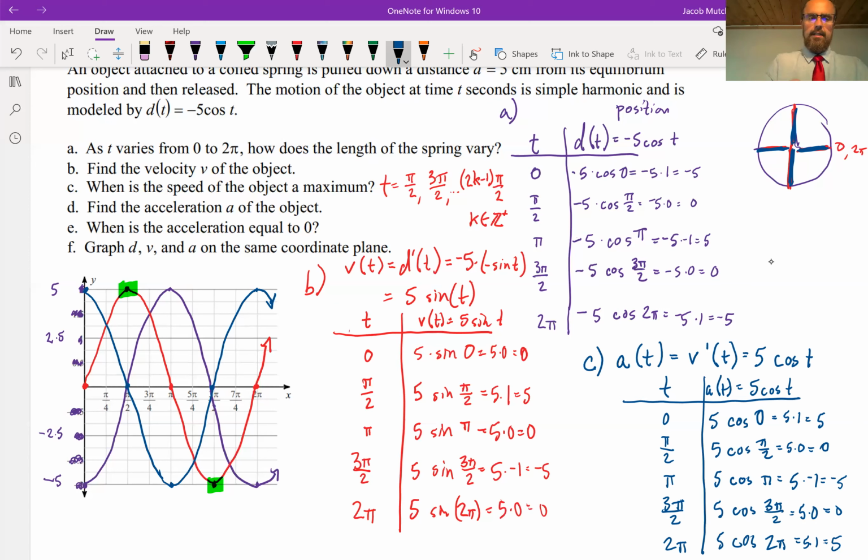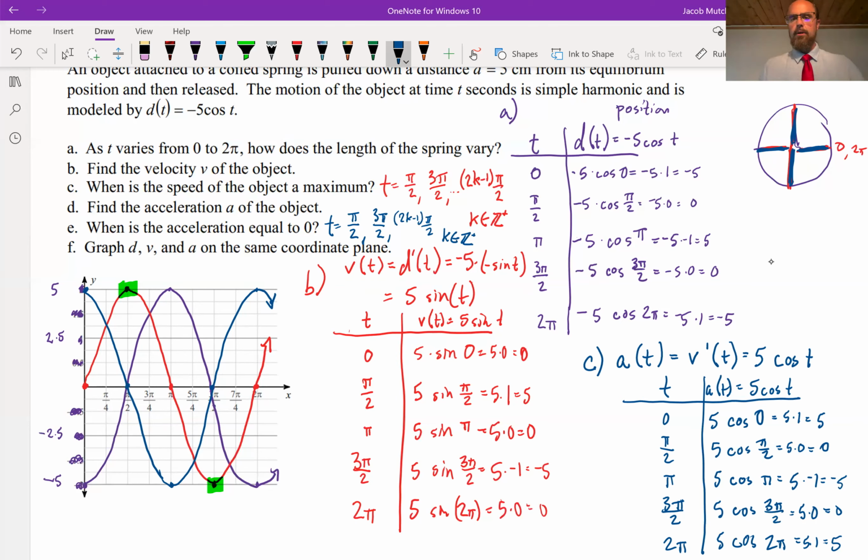So we've done everything except for finalize part E. When is the acceleration equal to 0? Those times, if I list them out, are going to be pi over 2, comma, 3 pi over 2. So what we're seeing is that when the speed is a maximum, the acceleration is 0. It's an absolute minimum value. So we could write it in the same way. It's 2k minus 1 times pi over 2. Same deal, k is from the positive integers.